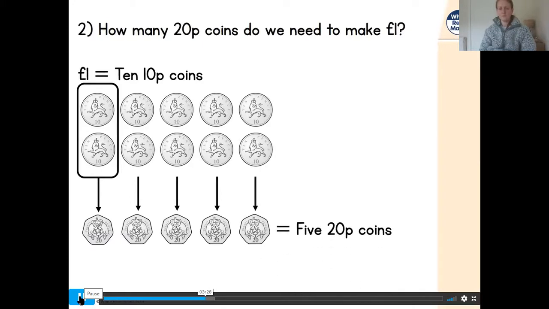5 20p coins, which is equal to 100 pence. And we know our key fact, 100 pence is equal to £1. And another way we could have done that, like I said at the beginning, was to count in 20s or in 2s. 20, 40, 60, 80, 100 gets us to 5. 2, 4, 6, 8, 10 in our 2 times tables, and then pop the 0 back on.